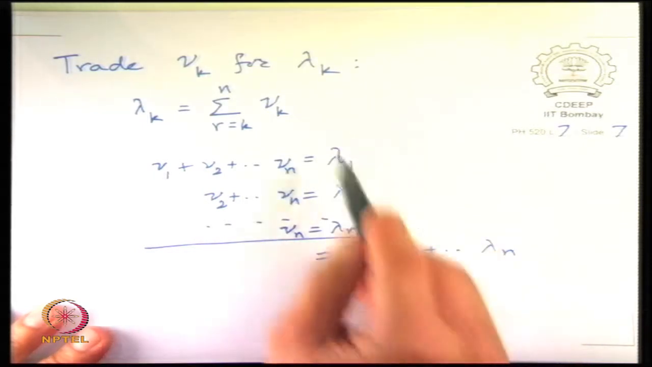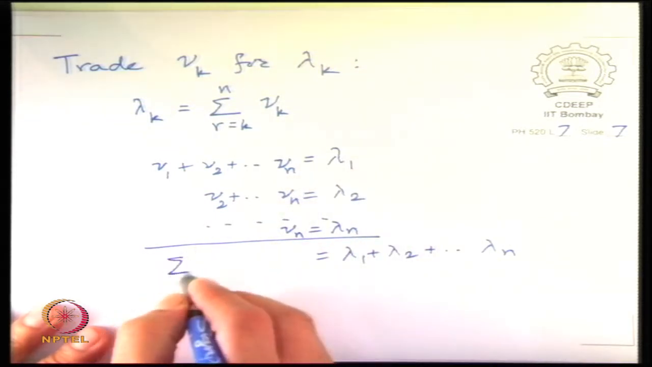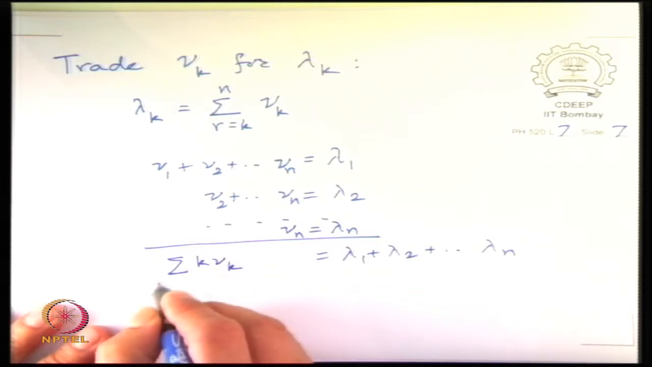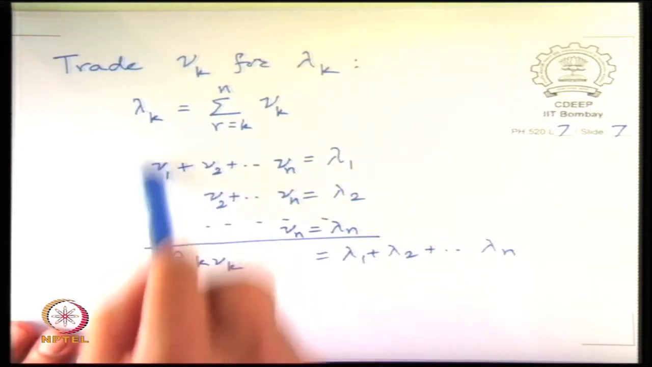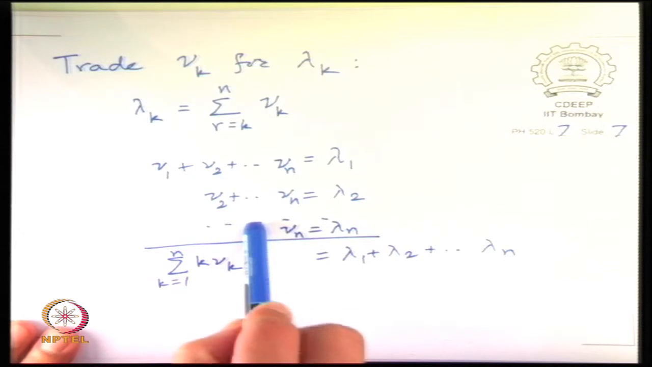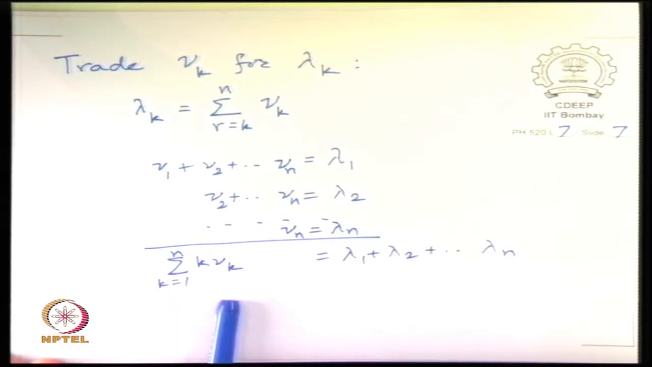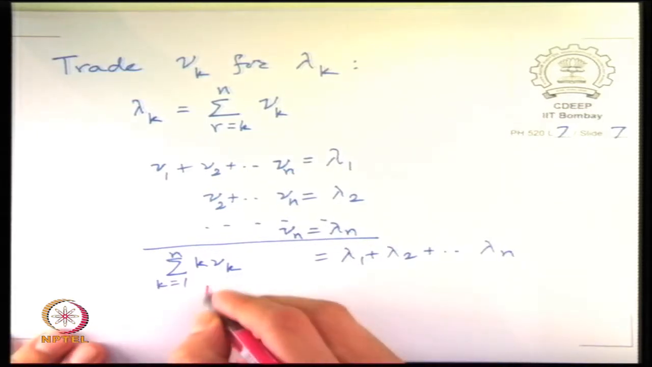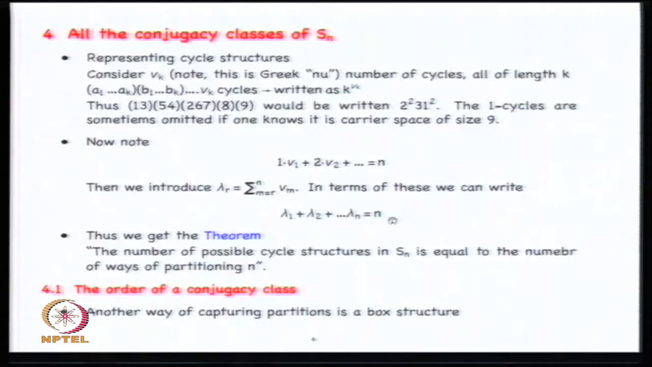So this set of equations sums to giving the sum of lambdas on this side, but on this side it exactly produces k times nu k, because you can visually see it has nu 1 once, nu 2 twice, nu r r times, and nu n n times. So it exactly produces the summation of k times nu k, but we saw this is equal to n. Therefore, lambda 1 plus lambda 2 plus up to lambda n equals n.